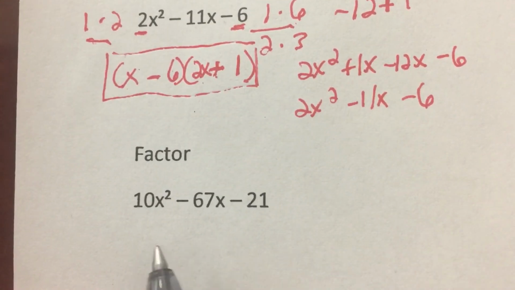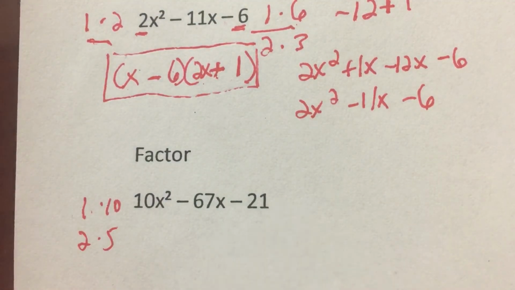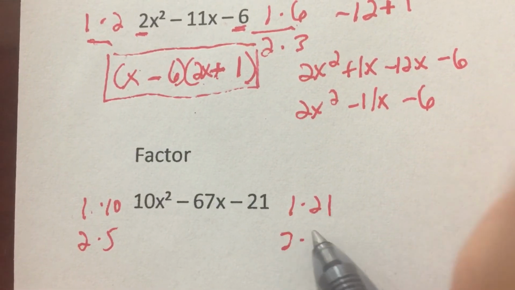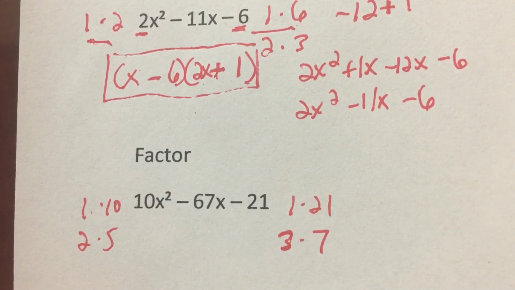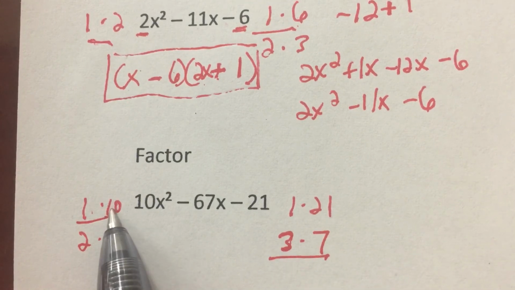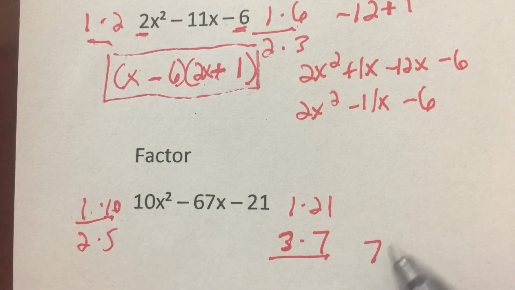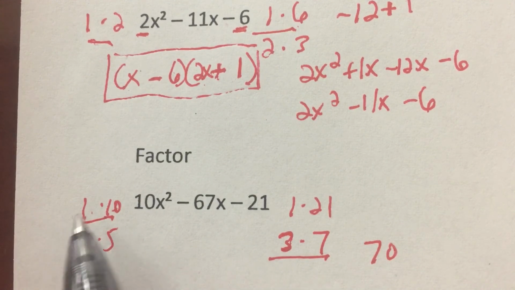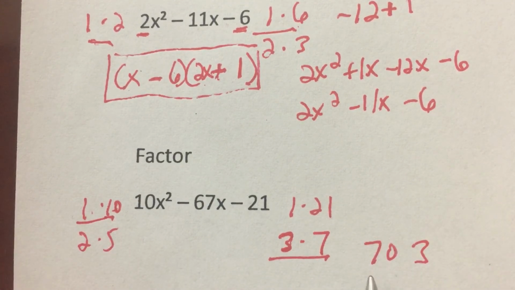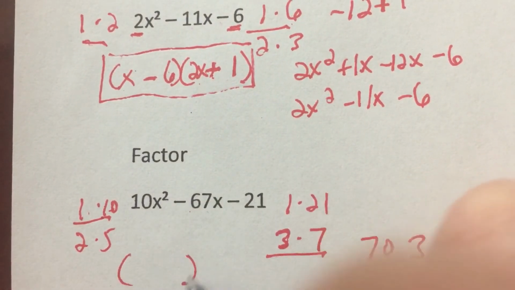Take a look at this one. Factors of 10 are 1 times 10, 2 times 5. Factors of 21 are 1 times 21 or 3 times 7. What I'm looking for, according to my back sign, are numbers that will subtract to make 67. As I look at this and stare at it closely, I notice it has to be these two combinations, because a 7 times a 10 would make 70, right? 7 times 10 is 70, and then 3 times 1 would make 3. And if I did 70 minus 3, I would get 67. So that has to be the combination.